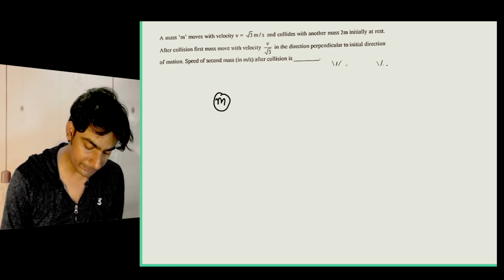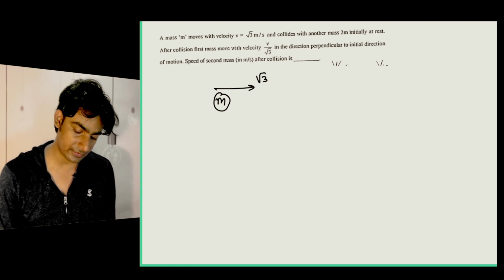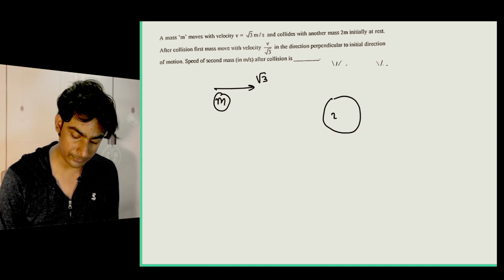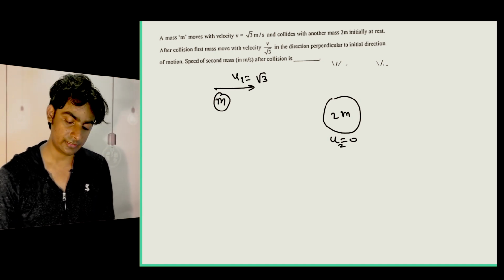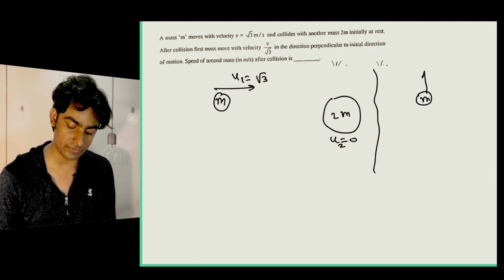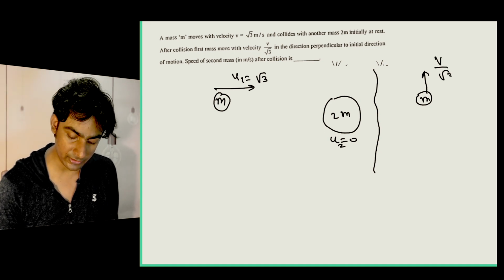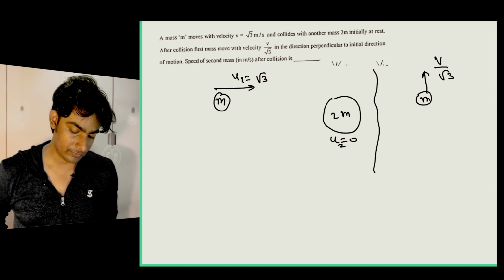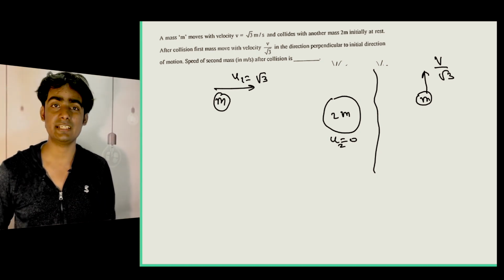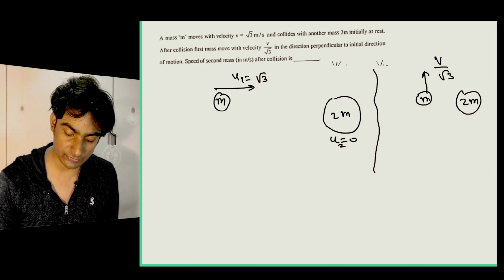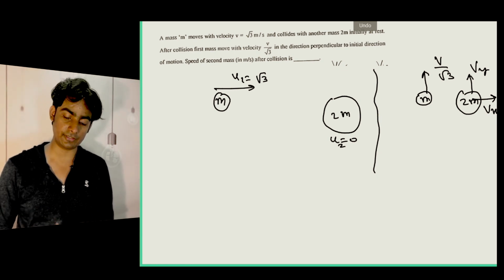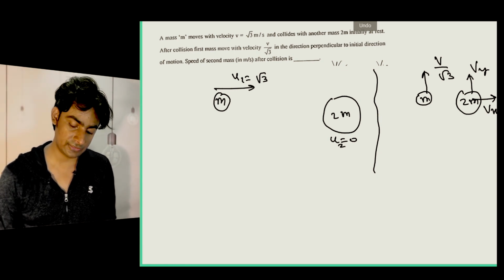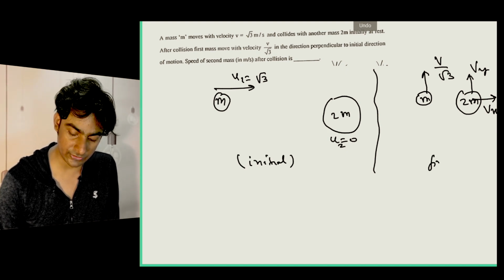So let me draw the figure and solve this question. We have this mass m which is moving with velocity root 3 meter per second, and we have another mass 2m whose initial velocity is 0. We can say this is u1 and this is u2. After the collision, what happens? This m moves in this direction with a speed v by root 3. We have to find the speed of the second mass. We don't know in which direction it will move, so we'll assume the second mass moves with velocities vx and vy, in the horizontal and vertical directions respectively. So this is the initial situation and this is the final situation.